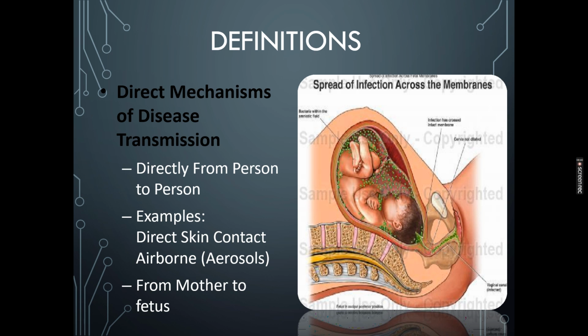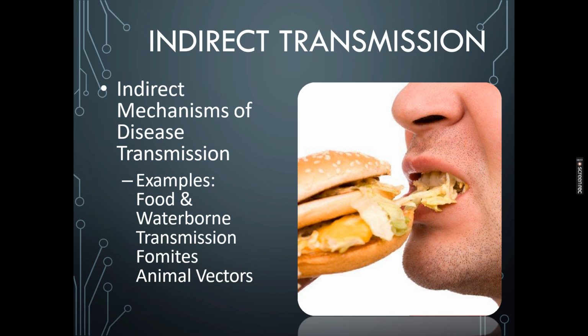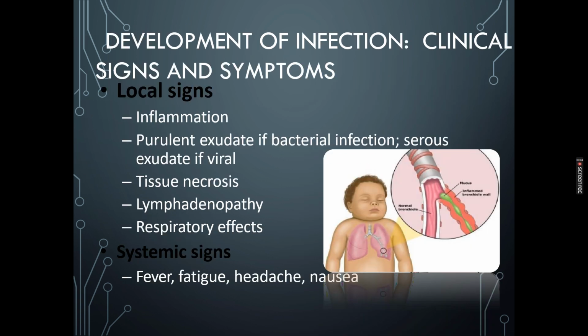So direct mechanism of disease transmission is directly from person to person. Examples are direct skin contact, airborne, and from mother to fetus. Indirect mechanisms are like food, waterborne transmission, and fomites. Fomites, I told you, like any clothes, any utensils. Then animal vectors, from animal to human it can transfer.